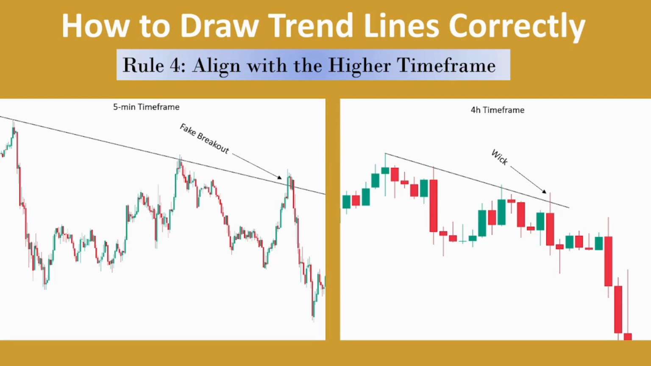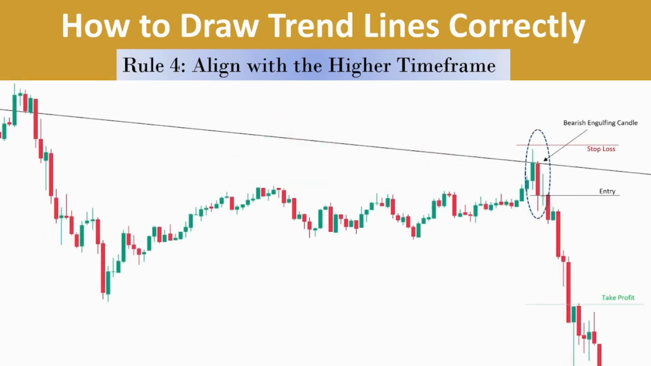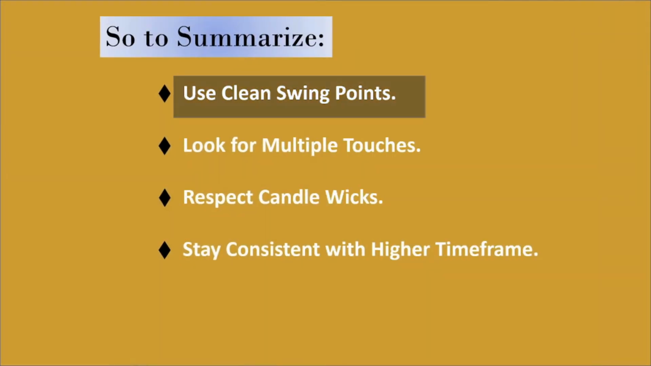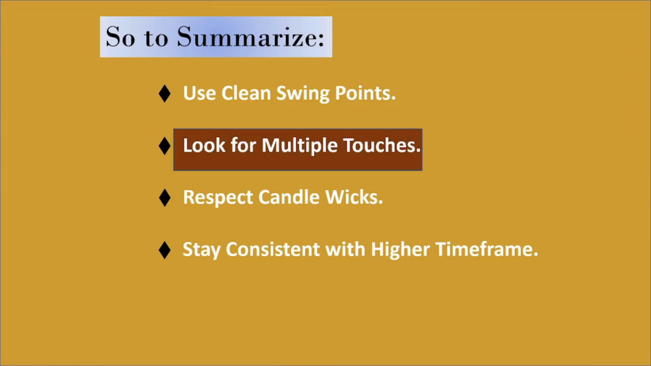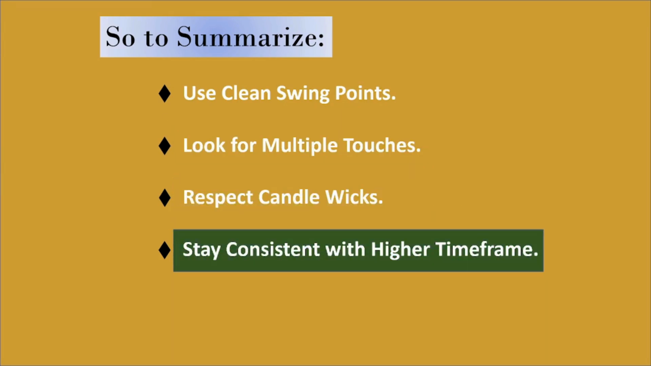So first, mark your trend lines clearly on the higher time frame. Then drop down to the lower time frame to plan your trades around those levels. Never make the mistake of drawing trend lines only on lower time frames. They rarely hold structure. So to summarize, use clean swing points. Look for multiple touches. Respect candle wicks. Stay consistent with higher time frame. Drawing trend lines correctly helps you avoid false signals and improves your trade accuracy.